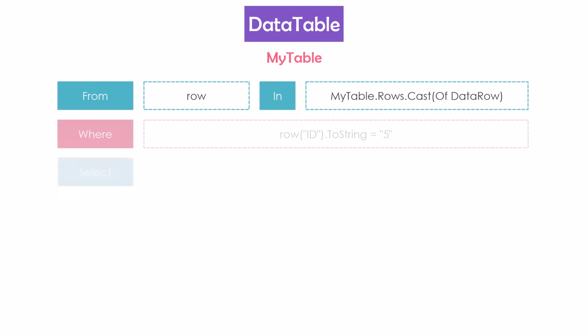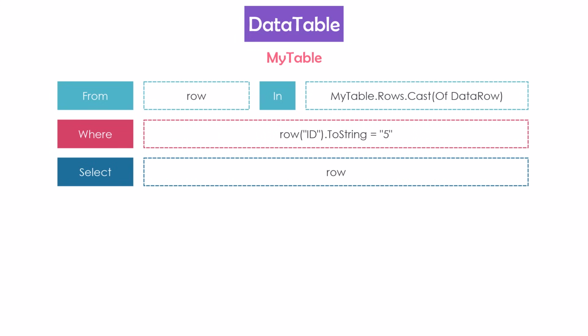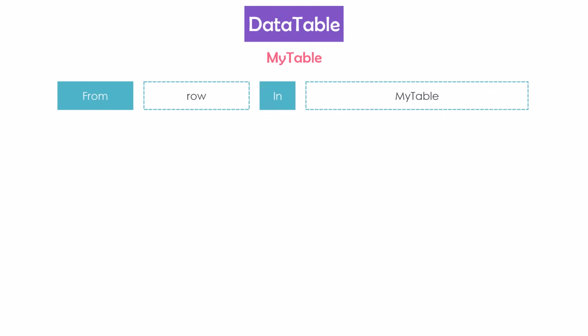Let's see the following query for example, where I am querying the rows of the table. It's to get only the rows, where the ID is equal to 5. The output will be of type IEnumerable of data row. This is the first way of how to query the rows of a data table. The second way to query rows of table is the following. Here I used only the DataTable variable as data source, without using rows property or cast method.